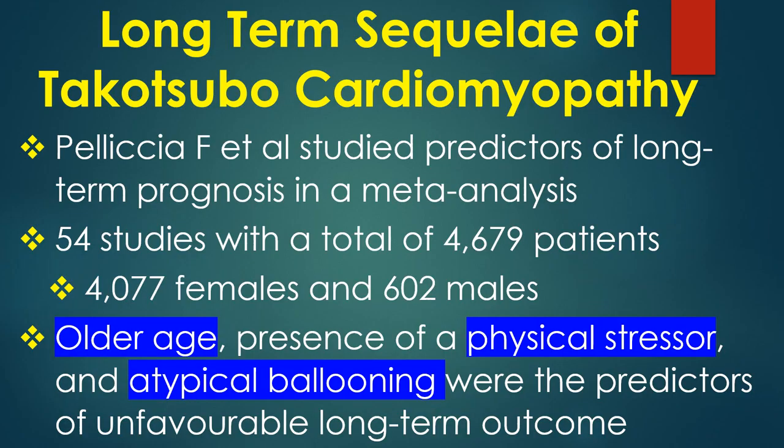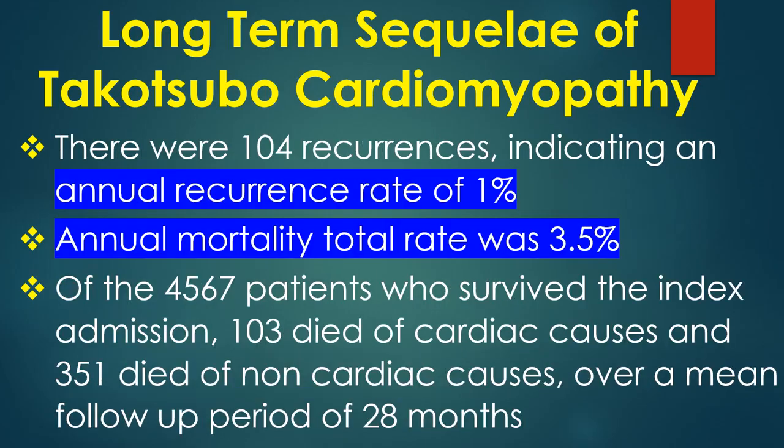Pelicia and associates studied the predictors of long-term prognosis in a meta-analysis. They included 54 studies with a total of 4,679 patients, of which 477 were females and 602 were males. They found that older age, presence of a physical stressor, and atypical ballooning were the predictors of unfavorable long-term outcome. There were 104 recurrences indicating an annual recurrence rate of 1%. Annual mortality rate was 3.5%.